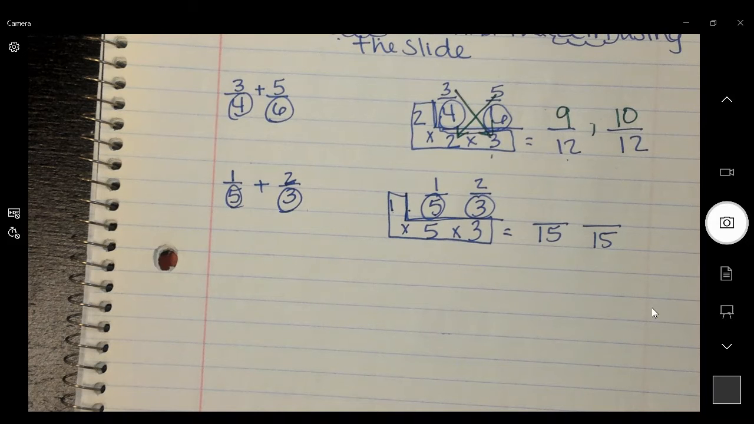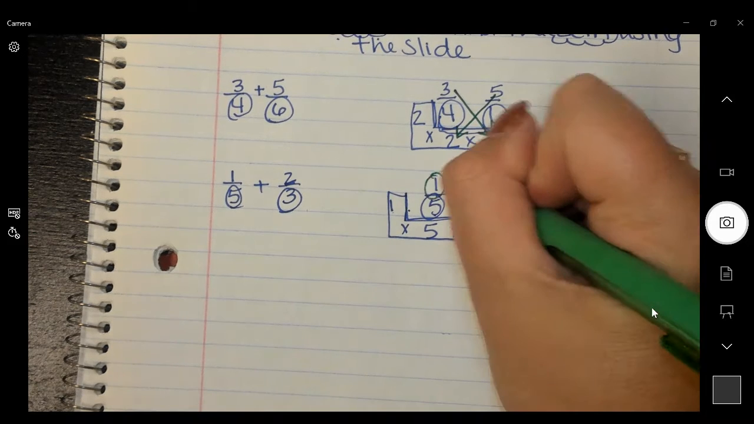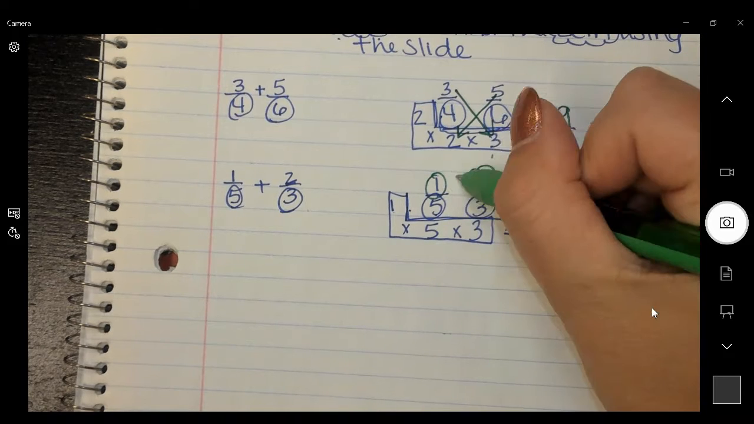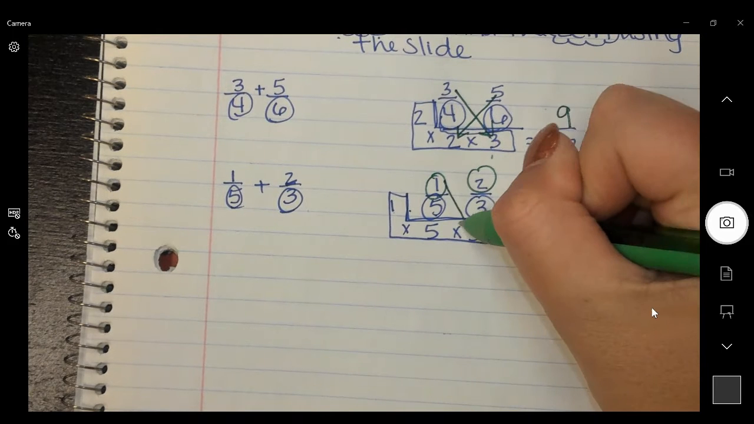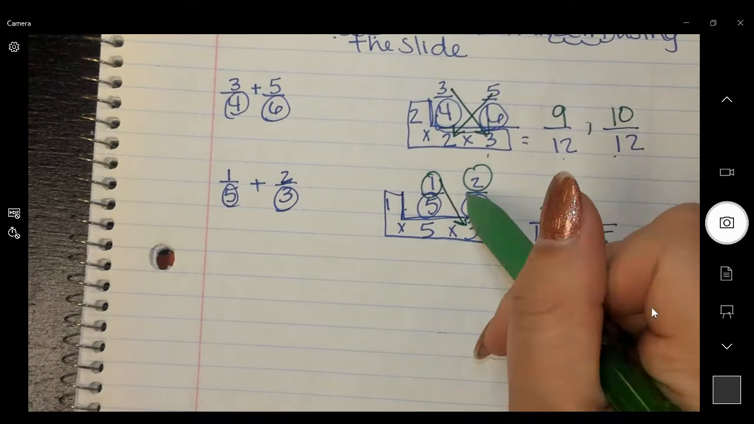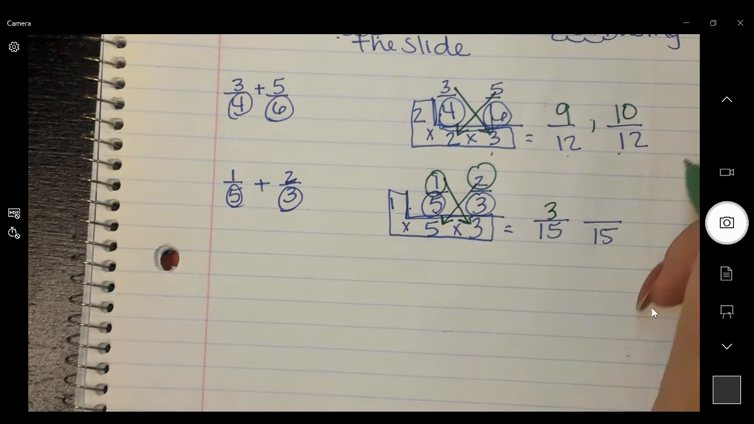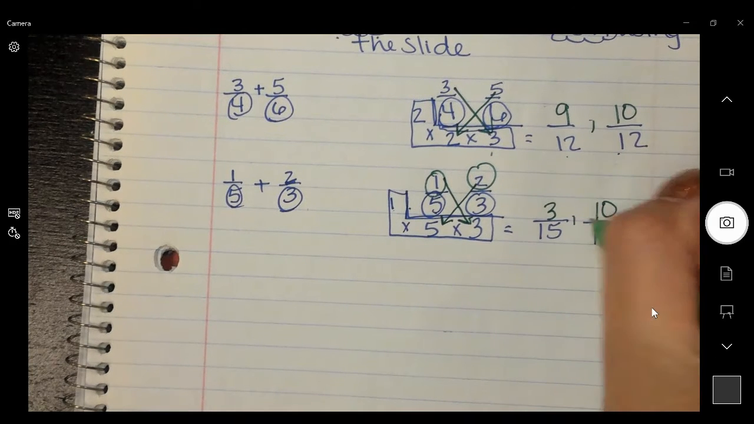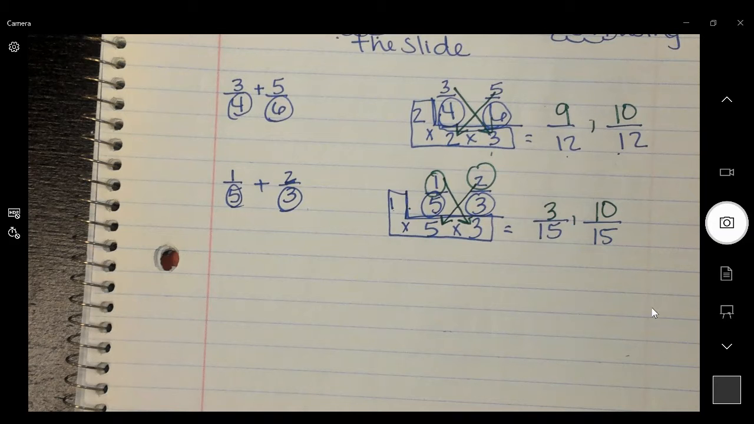Alright, so now I have to find my numerators. So I go to my numerators. Numerators with numerators, denominators with denominators. So I'm going to cross: 1 times 3 is 3. And 2 times 5 is 10. So there's my fraction. Pretty easy, right? Yep, and that's all we're going to do today. Okay?